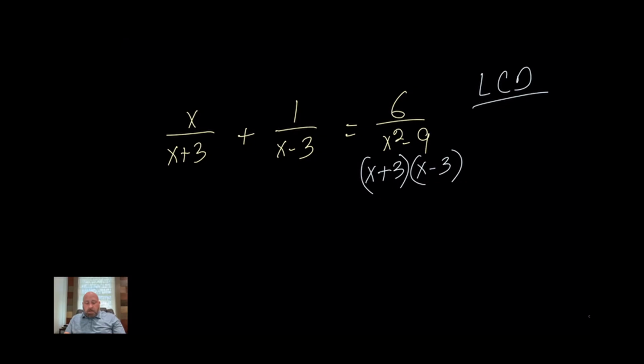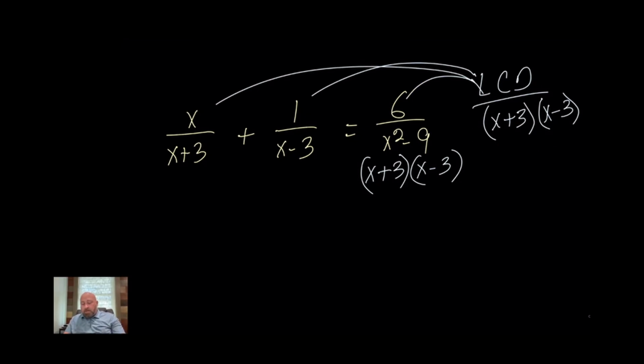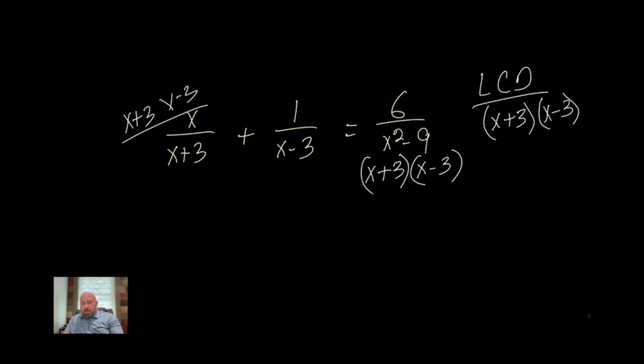So that's one of ours in our LCD, the x plus 3. The other one is an x minus 3, and an x minus 3, so we just need one of those, x minus 3. Those are our two LCDs, our two things that we need in our denominators. So we take this and multiply it times each one of these: x plus 3, x minus 3 over 1 times this.